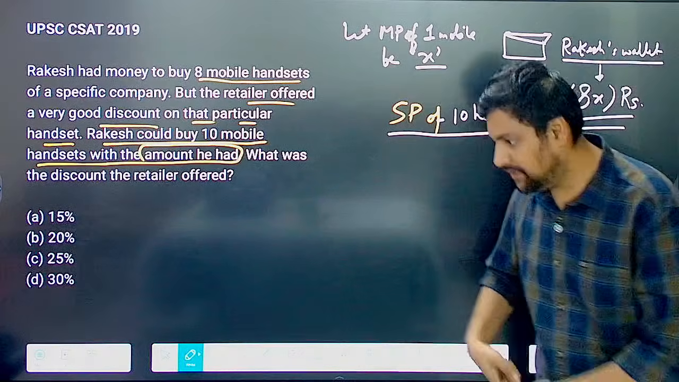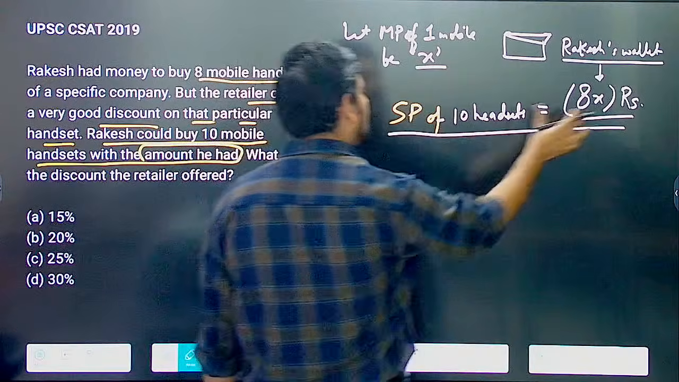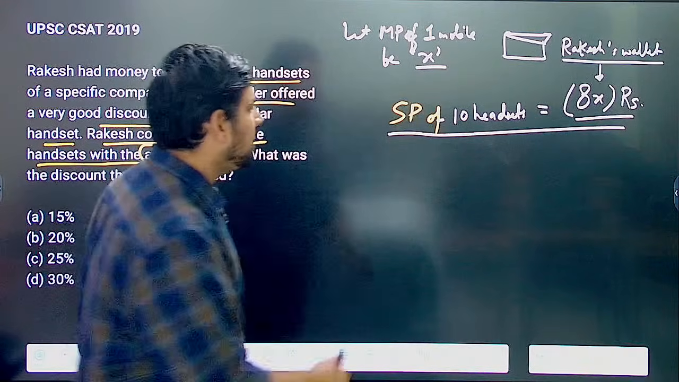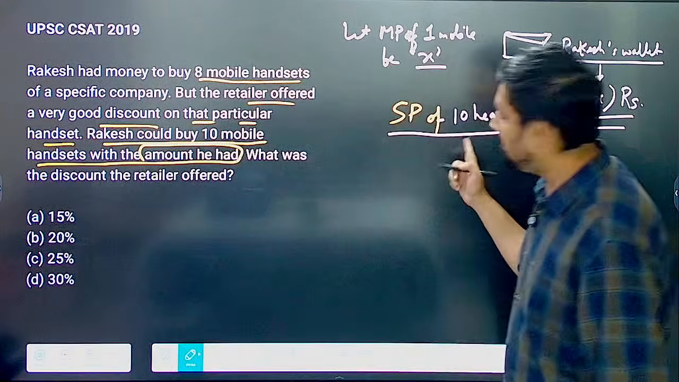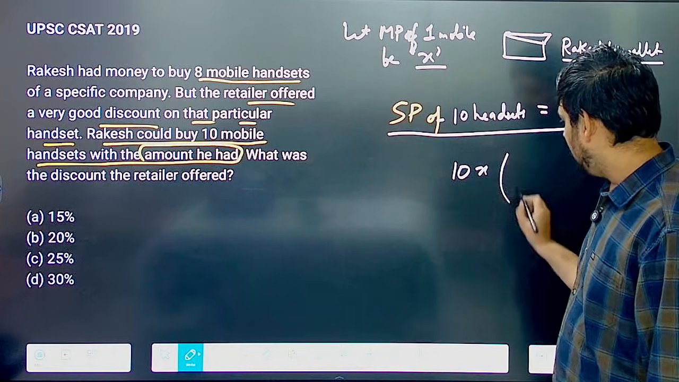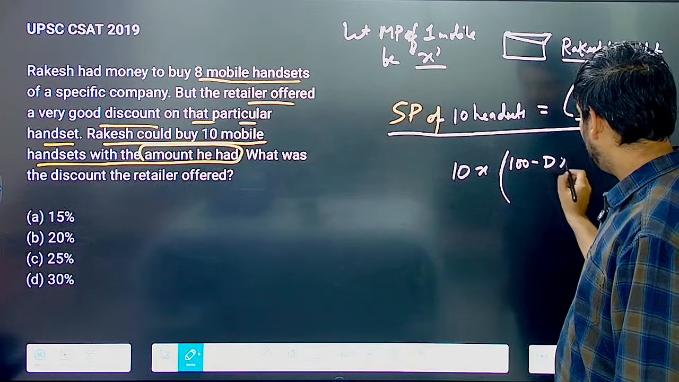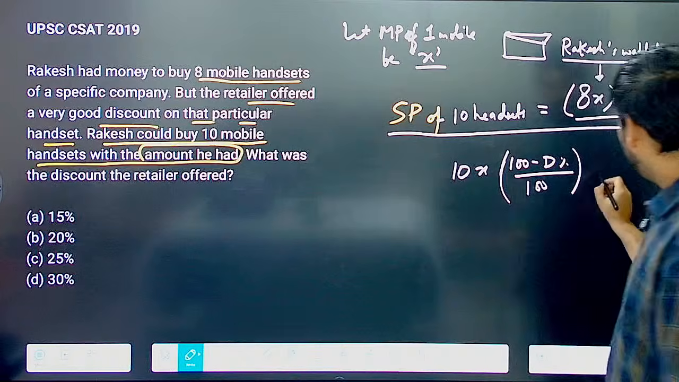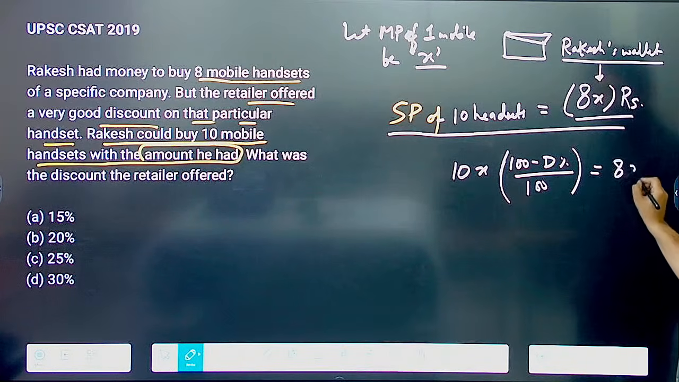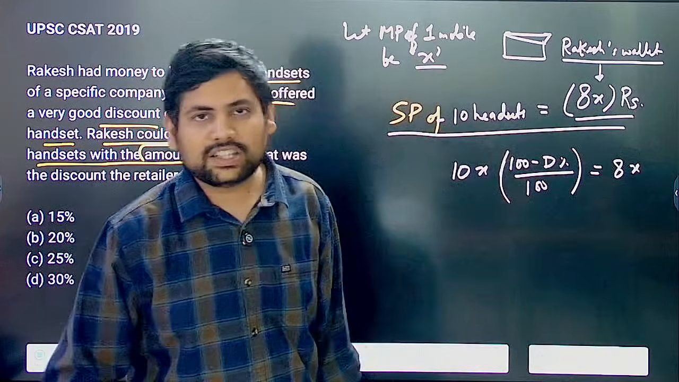Correct? Because by giving all this money, Rakesh got 10 headsets. So that means this is the selling price of 10 headsets. Now, originally, what would be the mark price of 10 headsets? It will be 10x, then some discount. So discount will be like 100 minus discount percent by 100. This is equal to whatever is the selling price, which is 8x rupees in total, which is what Rakesh has in his wallet.